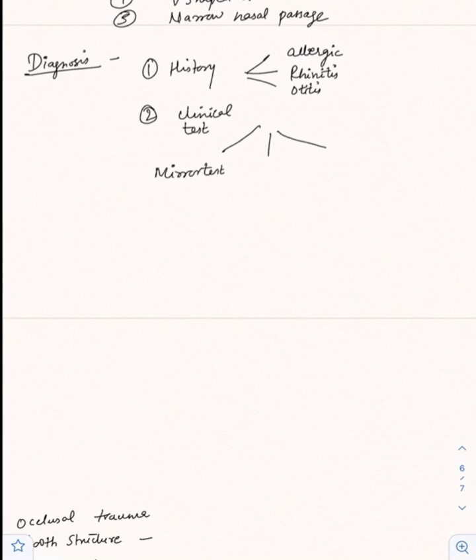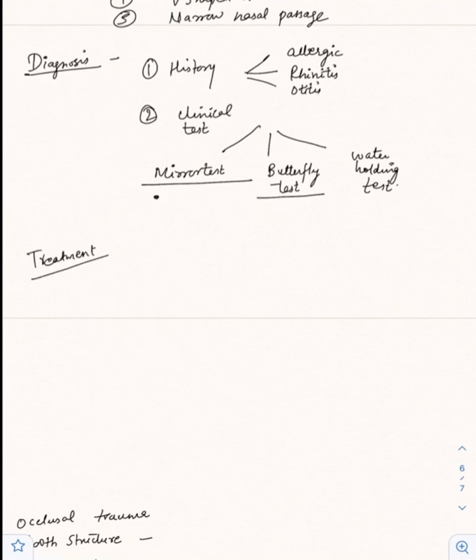First is the mirror test, where a double-sided mirror is taken and put below the nose to check whether there is nasal breathing or mouth breathing. If there is fogging on the upper side below the nostril, then it is nasal breathing, and if it doesn't fog, then it is a case of mouth breathing.